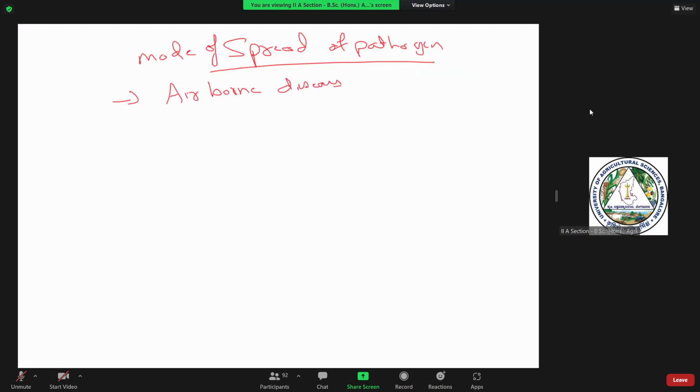All your foliar diseases, that is the leaf spots, blights, downy mildew, powdery mildew, are airborne and they are foliar diseases. One of the examples that you can take is the Tikka disease.